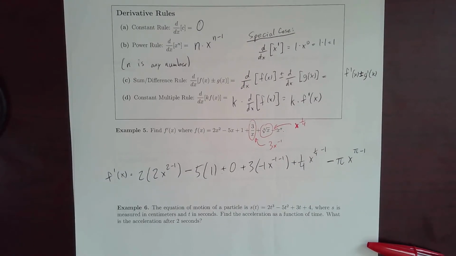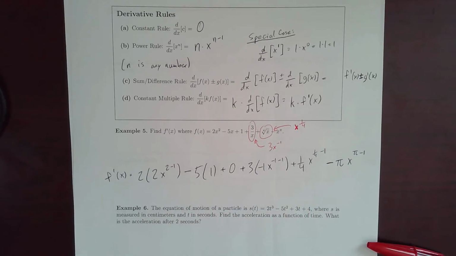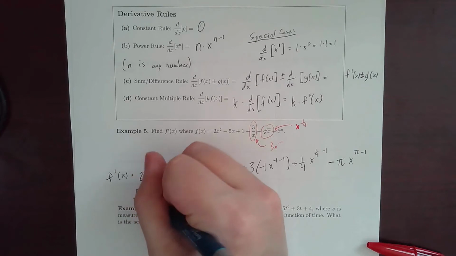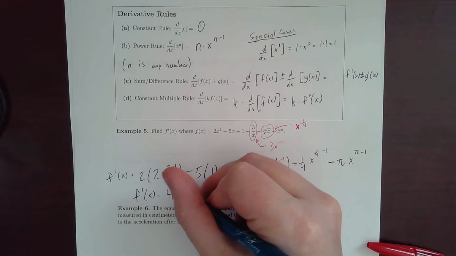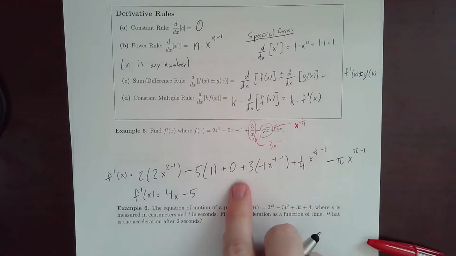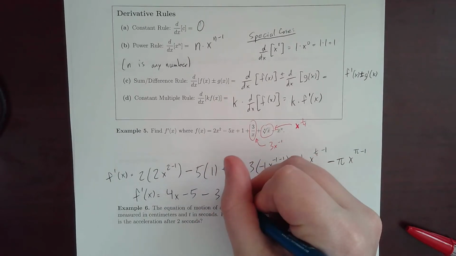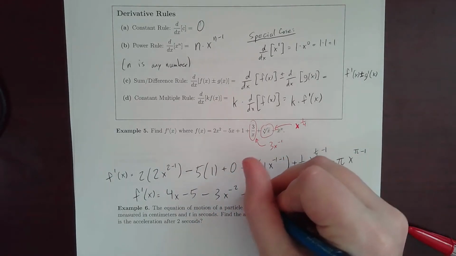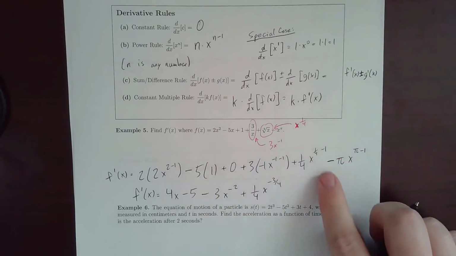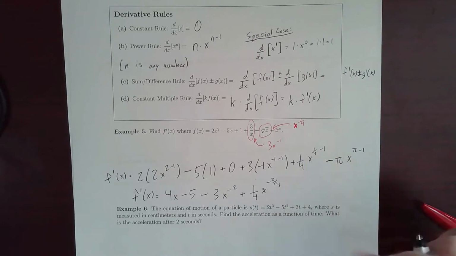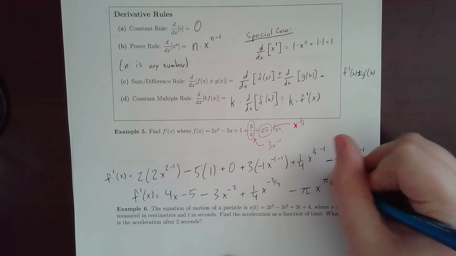So now we just have to multiply through and make our exponents look a little bit nicer. So this is then going to say that f prime of x is 4x minus 5. This is a 0, so it goes away. Minus 3x to the negative 2 plus 1/4 x to the negative 3/4. So 1/4 minus 1 is negative 3/4. And then minus pi times x to the pi minus 1.